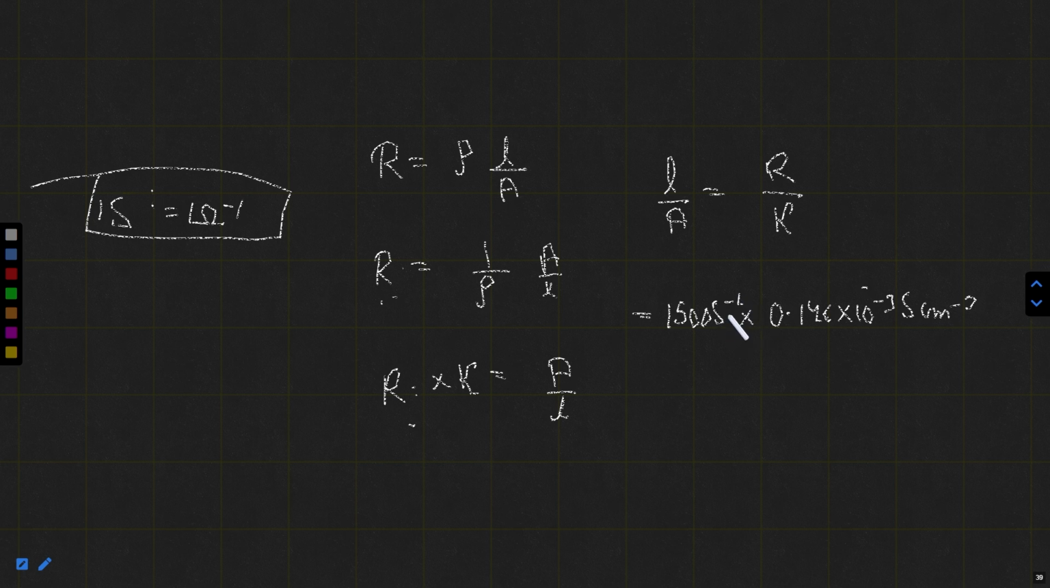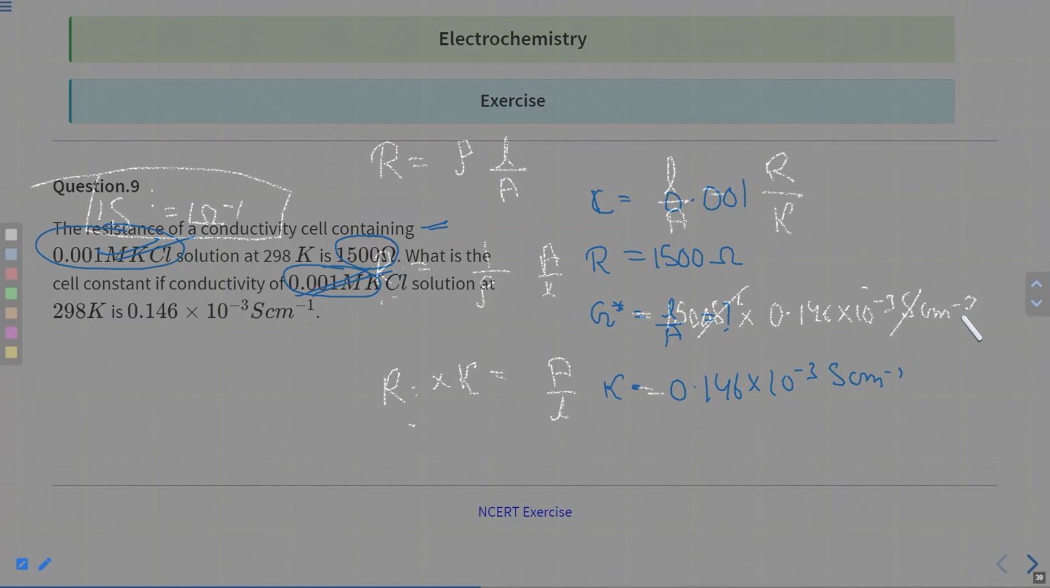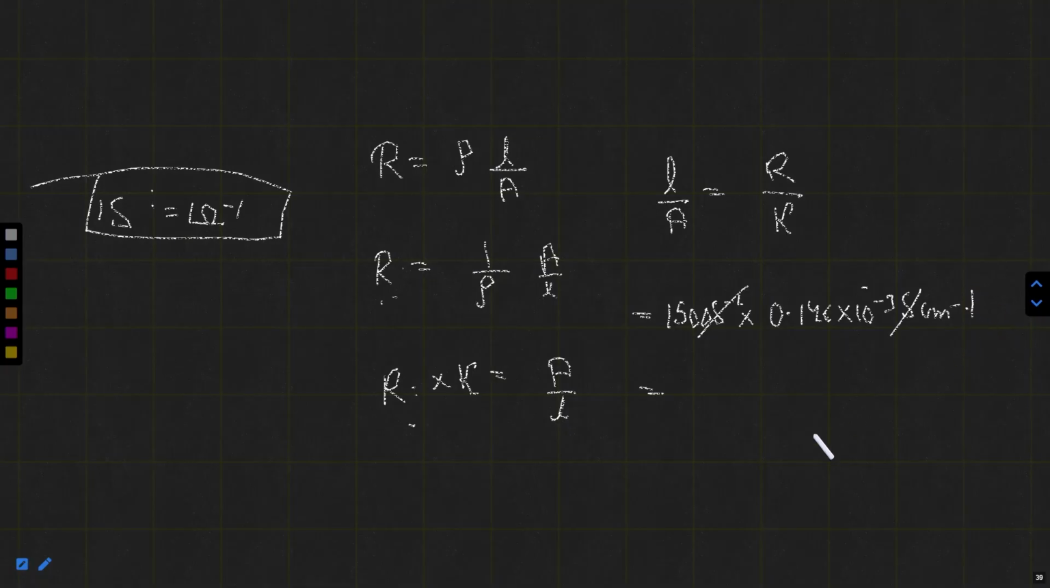Now I have written Siemens inverse instead of ohm. Now the units will cancel out. Siemens inverse will cancel out and you will get centimeter per centimeter cube, so this value is per centimeter. So 1500 multiplied by 0.146 is 219 into 10 to the power minus 3 centimeter inverse. Okay, so this is the A by L value.